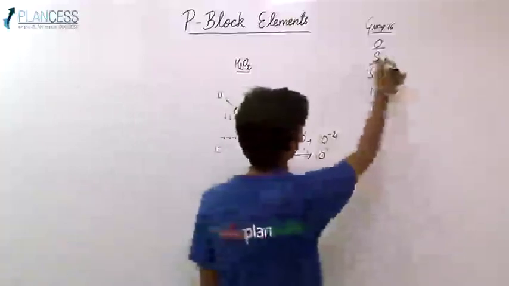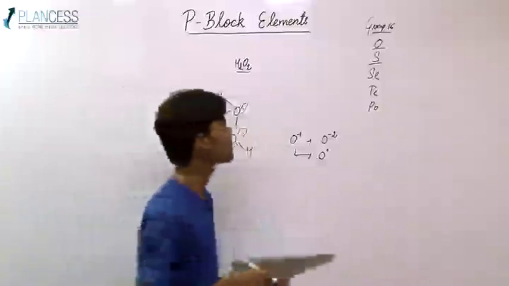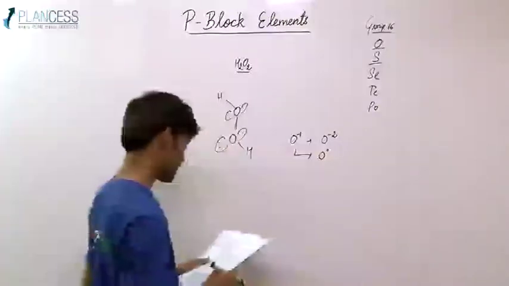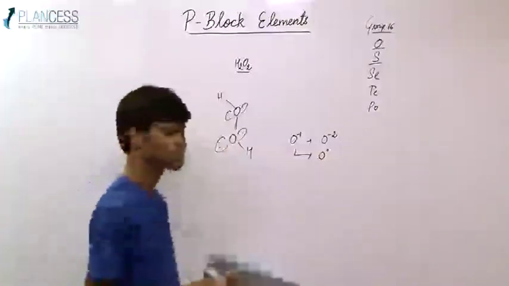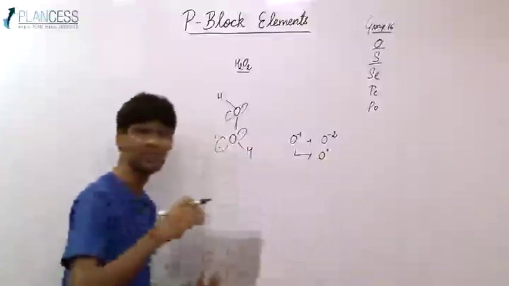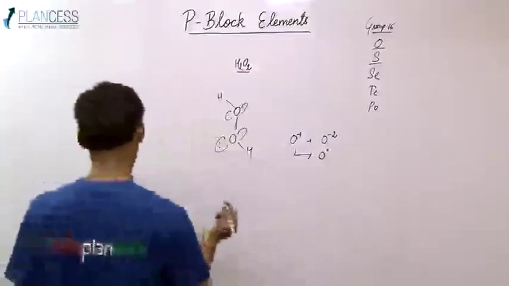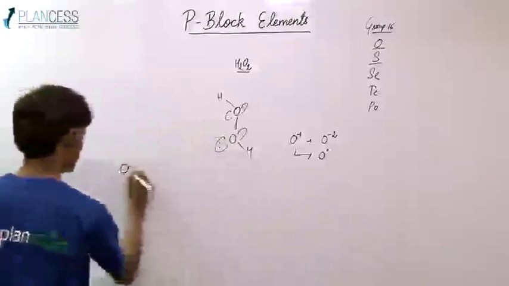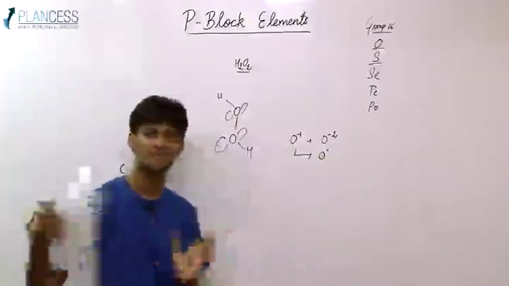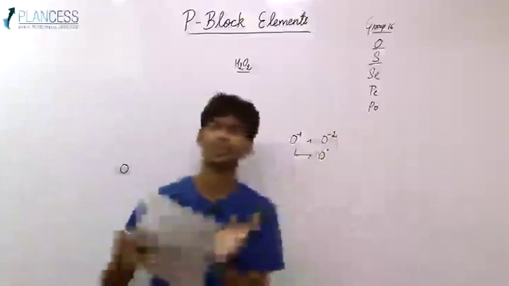Now moving on to the next important element, that is sulfur. Sulfur shows allotropic forms. One is rhombic sulfur or alpha sulfur, and another is monoclinic sulfur or beta sulfur. Both are soluble in CS2, that is carbon disulfide, but the specific gravity and the bond length are different. Both have a crown puckered structure, but the crystal lattice is different. You can appreciate the difference when you learn about the solid state, what the difference is between rhombic sulfur and monoclinic sulfur.